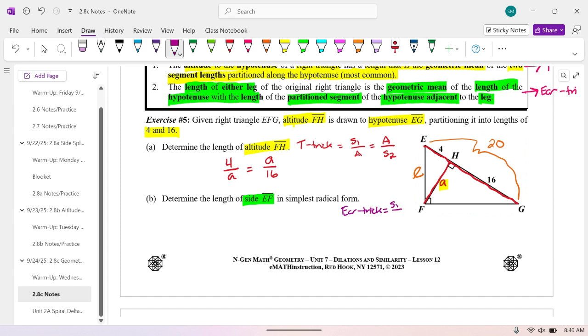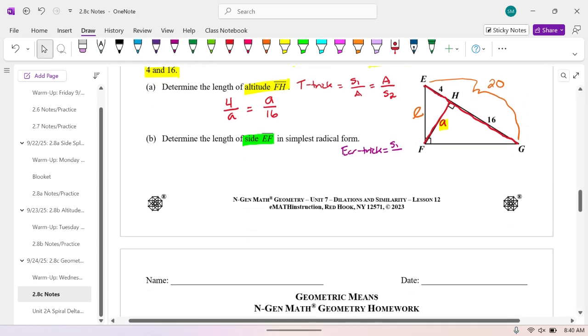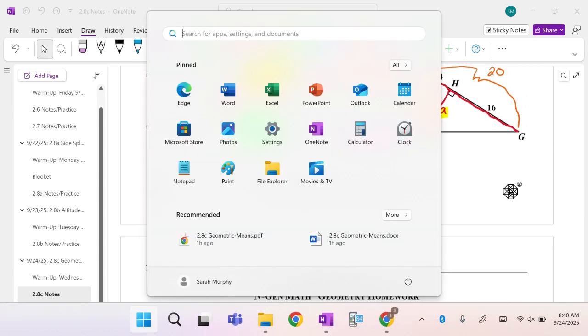All right, we'll pick this up tomorrow. No homework tonight. We'll pick up tomorrow. There is a Delta Math for 2A that you guys should be working on, though.